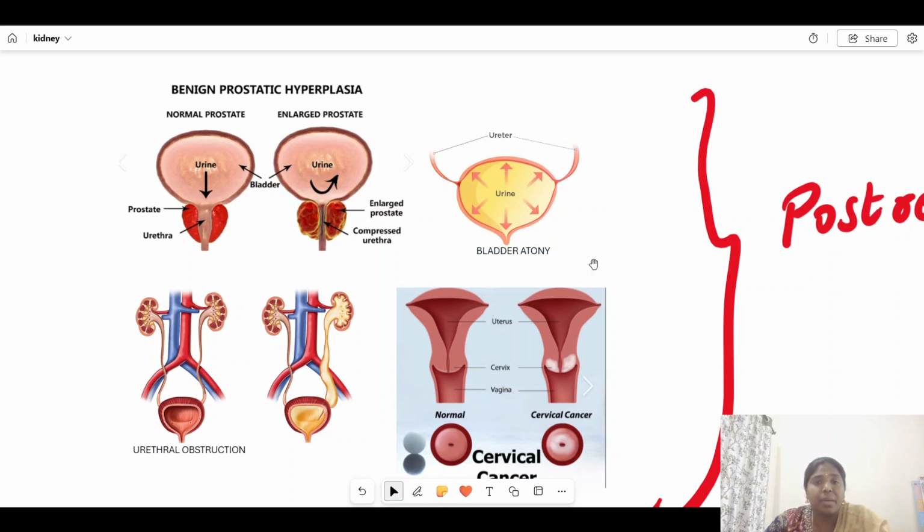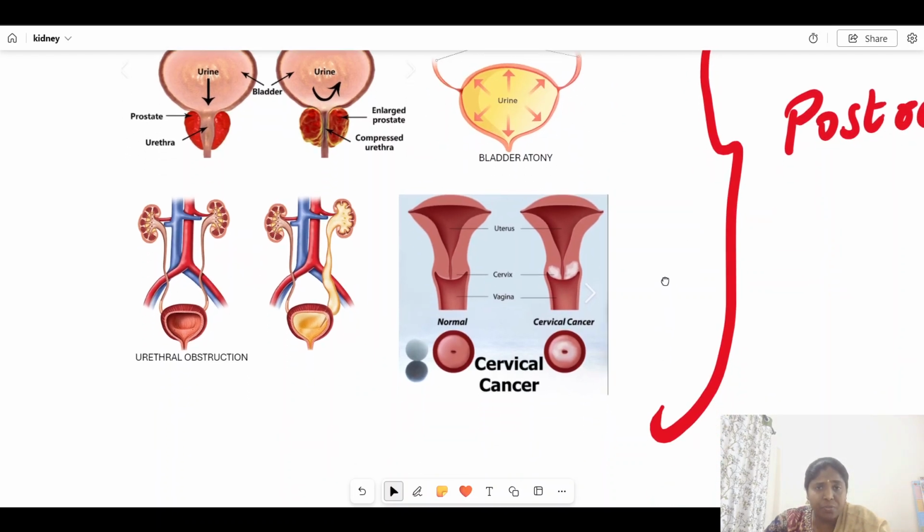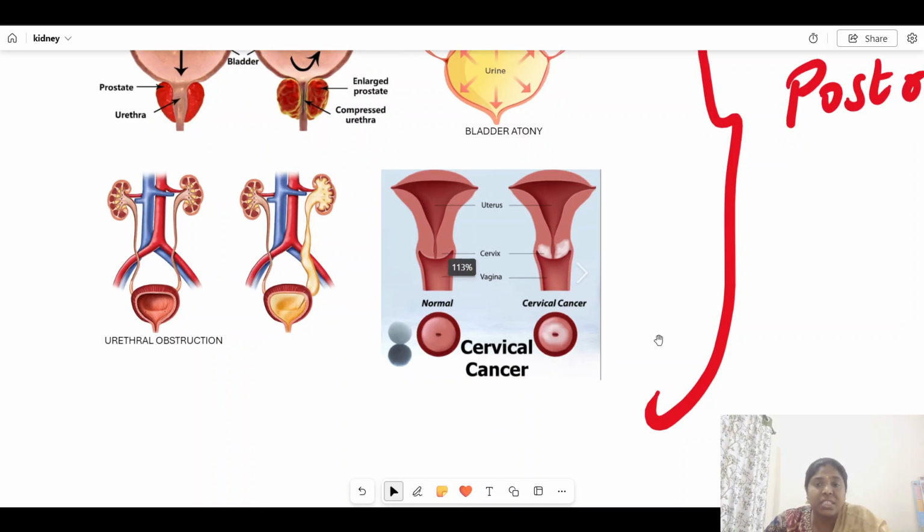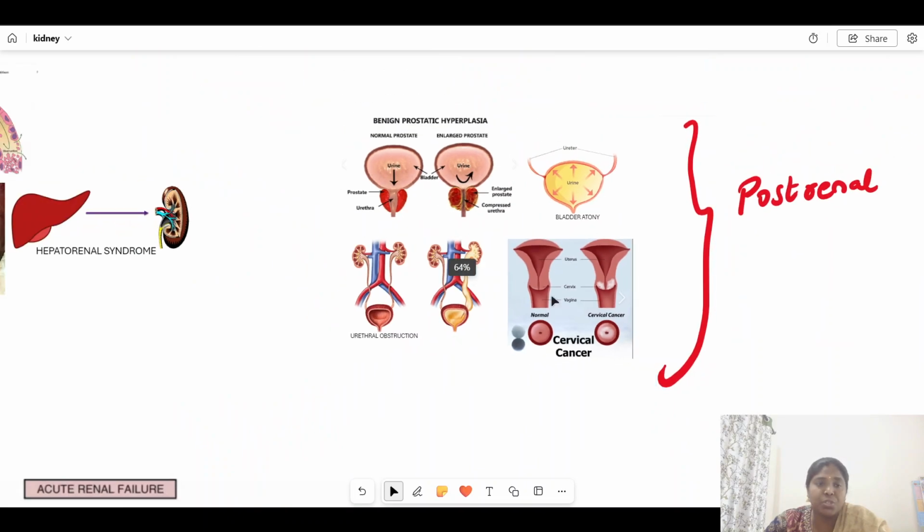Then bladder atony. Bladder atony is nothing but the contraction of the bladder muscles. Here there is involuntary contraction of the muscles on all the walls of the bladder. Then cervical cancer, especially in females. This is how a normal uterus and normal cervix look. When the patient is suffering from cervical cancer, the cervix will look like this. So these are the causes of postrenal.